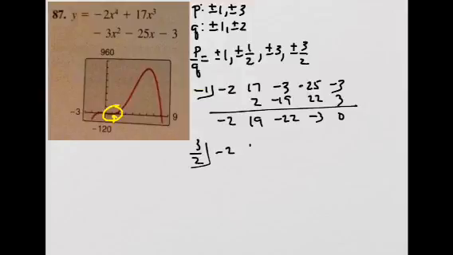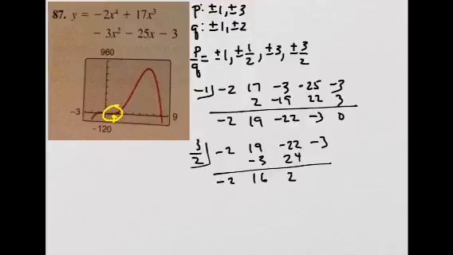So -2, 19, -22, -3. Bring down the -2. 3 halves times -2 is -3. Combine these two, you get 16. 3 halves times 16 is 2 goes into 16, 8, 24. And then you get here 24 minus 22, 2. 3 halves times 2, the 2's cancel and you're left with 3, and so it worked. Cool. So it was -1 and 3 halves.